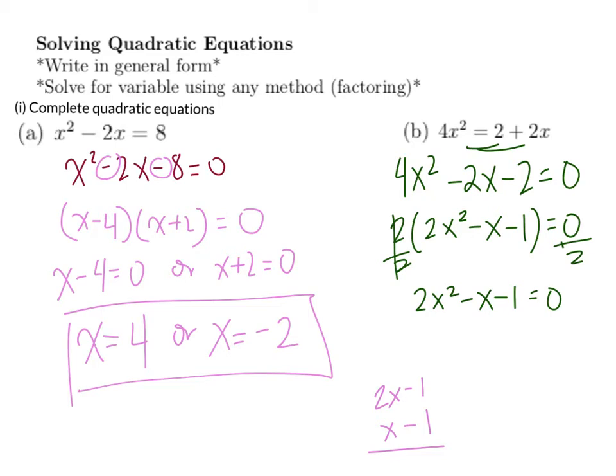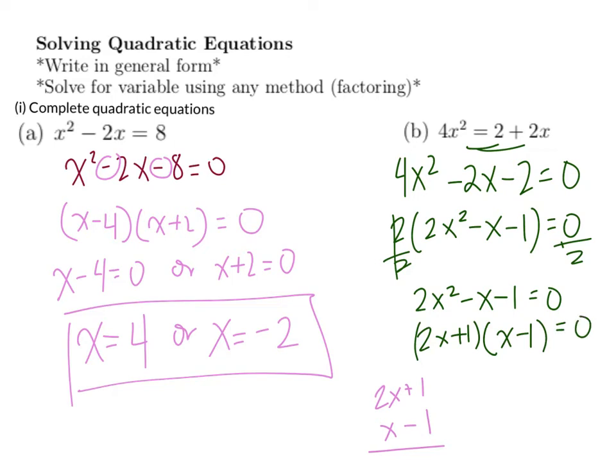So I'm going to have negative 2x plus 1. Different signs, right? Okay, so this is going to be equal to 0. That's correct. 2x plus 1 times x minus 1 is equal to 0.